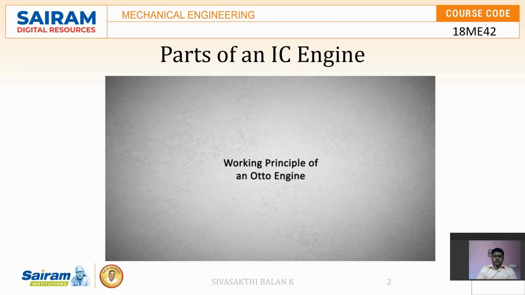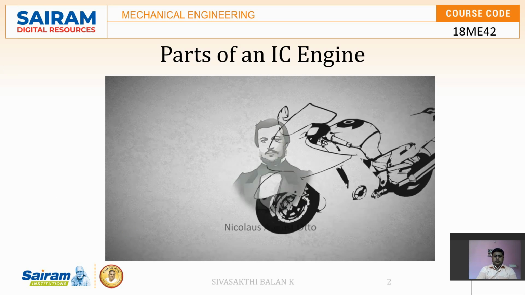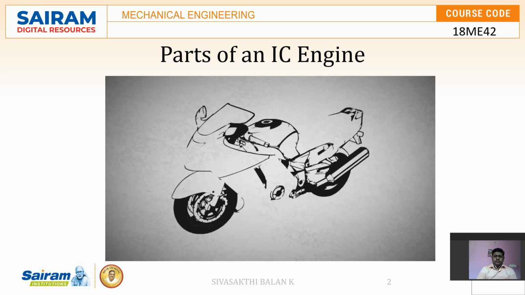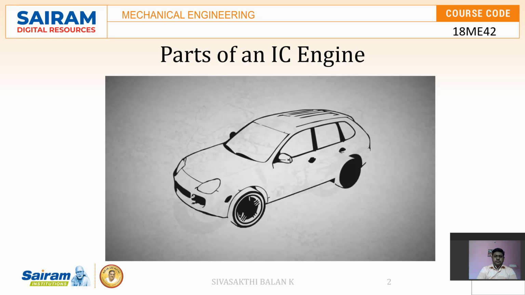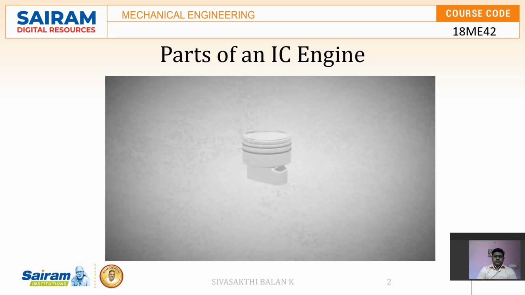The Otto engine is a combustion engine and is considered to be a technological milestone of humankind. It was named after its inventor, Nicholas August Otto. Otto engines were used in motorcycles, cars, and other vehicles. This animation explains the Otto engine as a four-stroke engine.